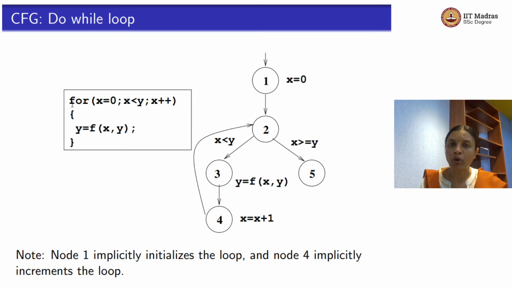How do you read this code fragment containing the for loop? It says for x is equal to 0, as long as x is less than y, do x plus plus, and then say y is equal to f of x comma y. So the control flow graph is given on the right.